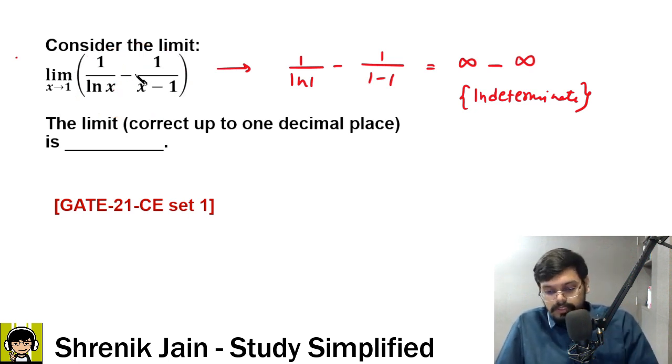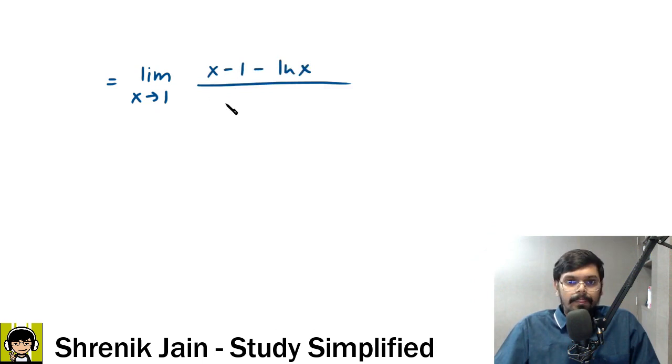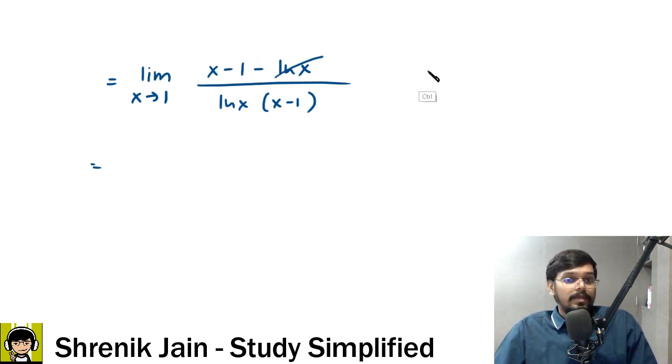Go for the crisscross technique then. If you go for the crisscross technique, I will get limit x tends to 1, then (x minus 1 minus ln x) divided by (ln x into x minus 1). If you do the direct substitution, yes sir ji, after doing the direct substitution, now I can say 0, 1 minus 1 is 0, ln 1 is 0. Okay, it's 0 by 0 form.